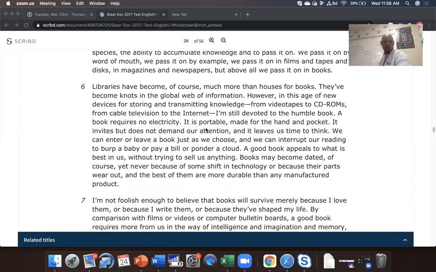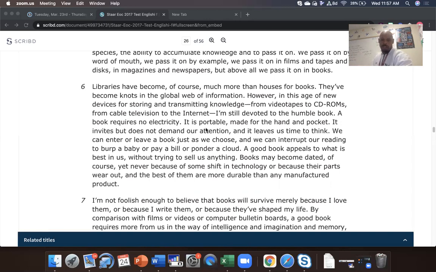Libraries have become, of course, much more than houses for books. They've become knots in the global web of information. However, in this age of new devices for storing and transmitting knowledge, from videotapes to CD-ROMs, from television to the internet, I'm still devoted to the humble book.